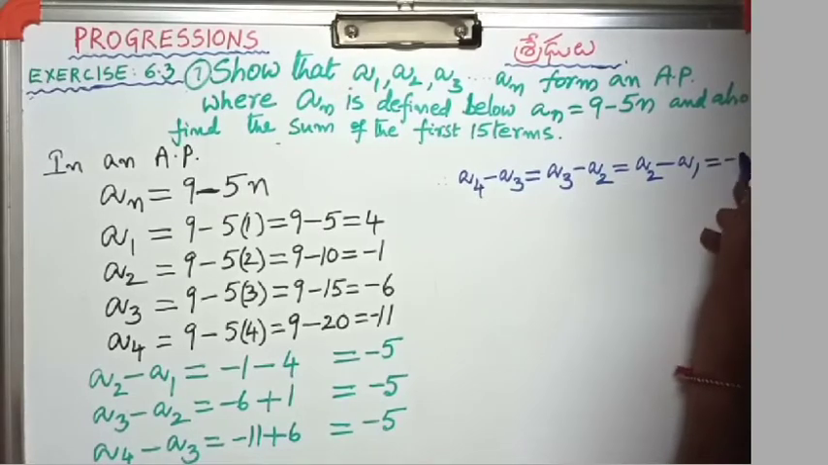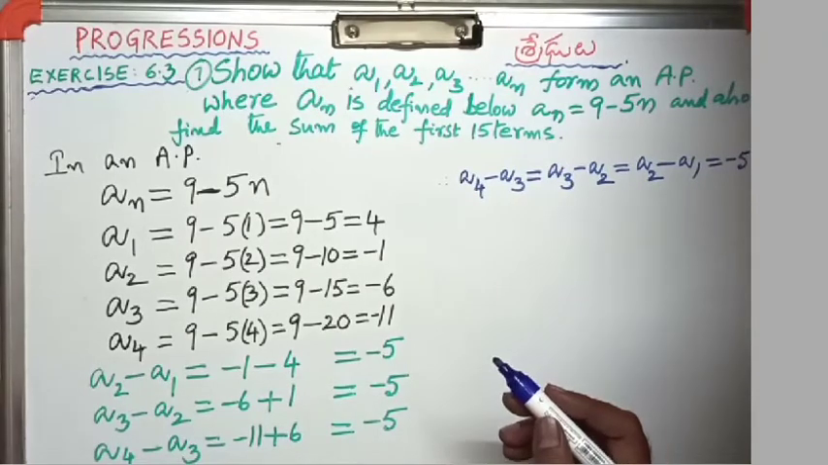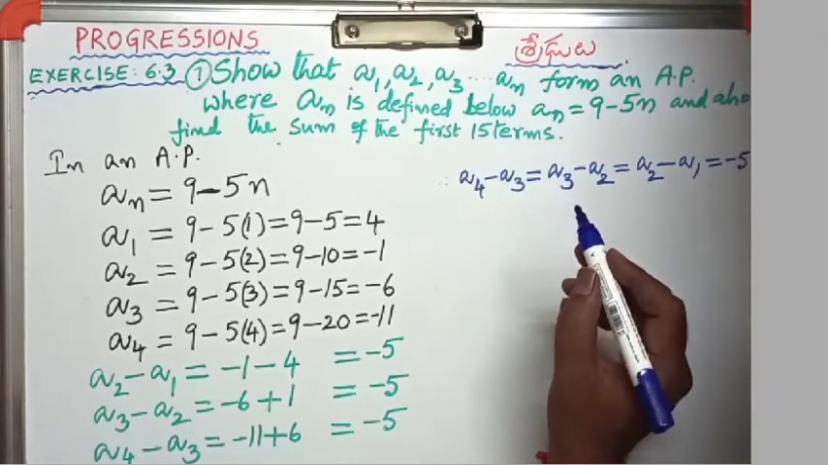That equal to minus 5 వచ్చింది. And what does this mean? Means the difference between any two consecutive terms is constant.